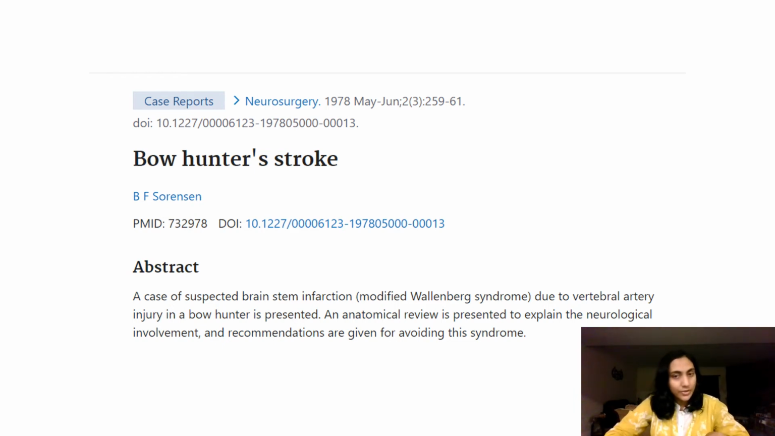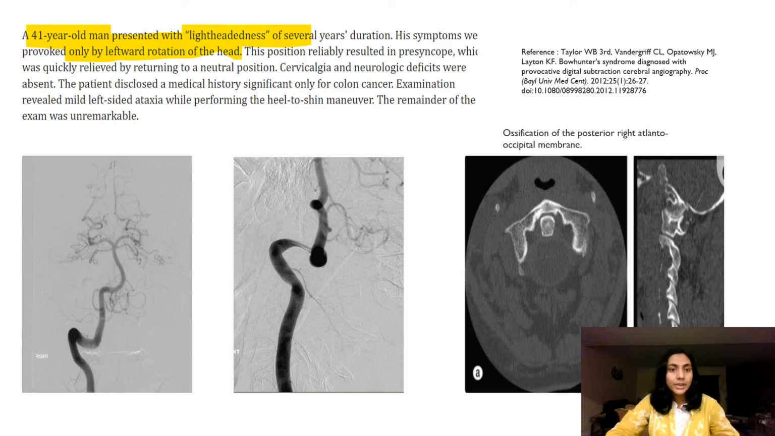The case was first described, as you can see in the slide, by Dr. Bruce Farrell Sorensen, and the report was first published in 1978. Since then, many cases with similar presentations have been labeled Bow-Hunter syndrome, regardless of whether the patient has ever practiced archery or not. Let's scroll through a few more cases of Bow-Hunter syndrome.